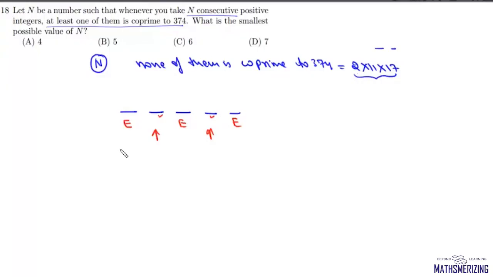Say for example, if we take 118, 119, 120, 121 and 122. Now all the even numbers cannot be co-prime with 374. This 119 is 17 into 7 and 121 is 11 into 11. So out of all these five numbers, none of them is co-prime to 374. The maximum number of n that we can have so that none of them is co-prime to 374 is 5. Now we need at least one of them to be co-prime to 374. Then that number has to be one more than this value 5. So the value of n here is 6 and that's your option C.